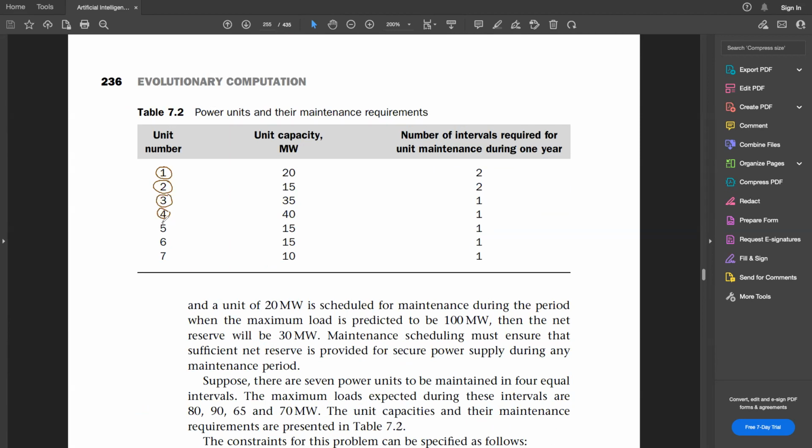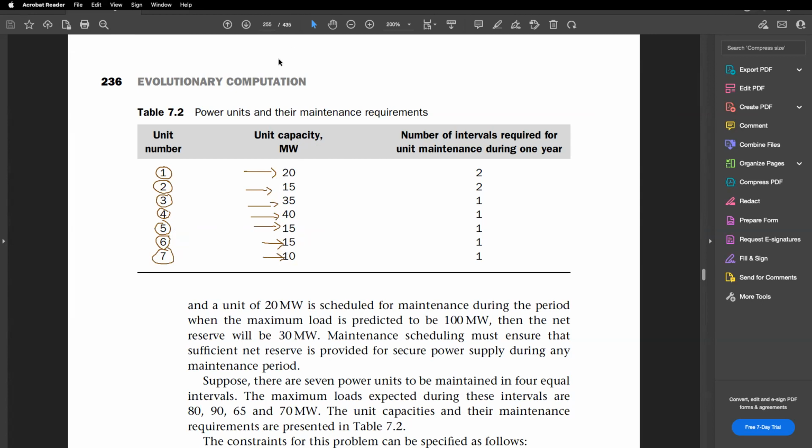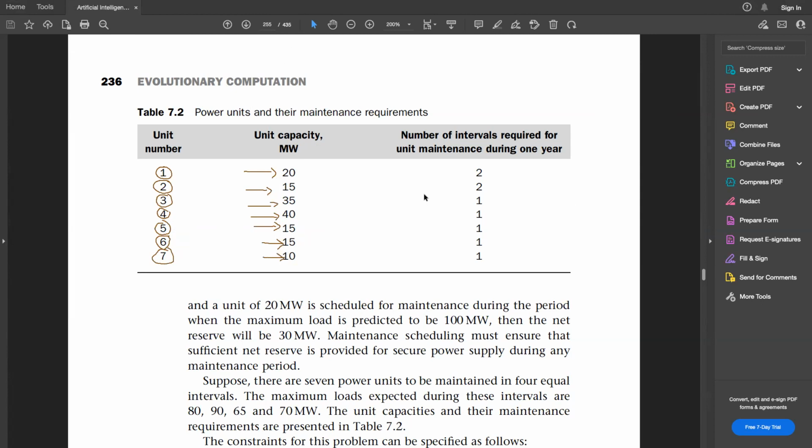If you have 7 generators that provide power, so 1, 2, 3, 4, and 7, and then we are given their unit capacity. They are in megawatts. So generator 1, for example, has 20 megawatts, 2 has 15 megawatts, 3 has 35 megawatts, 4 has 40 megawatts, 5 has 15 megawatts, 6 has 15 megawatts, and 7 has 10 megawatts.